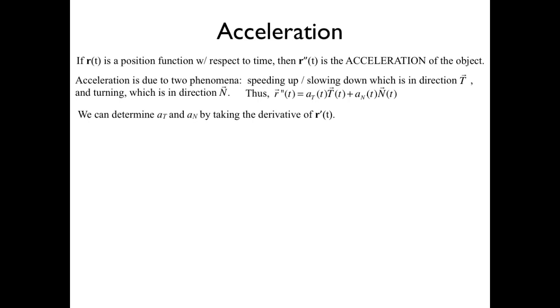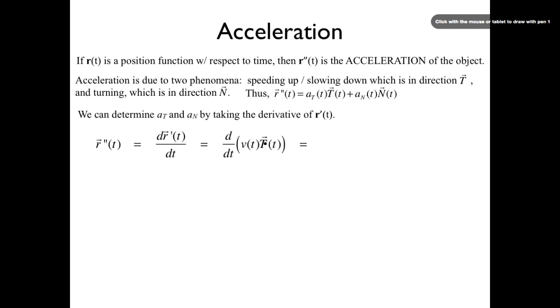So we can determine these a sub t and a sub n, these real valued functions, separately. We can do that by taking the derivative of r prime. Okay, so r double prime is the derivative of r prime with respect to t. So we can write r prime as the magnitude of r prime, which is v, times the t vector. Would you buy that?